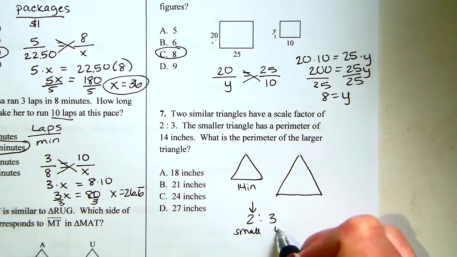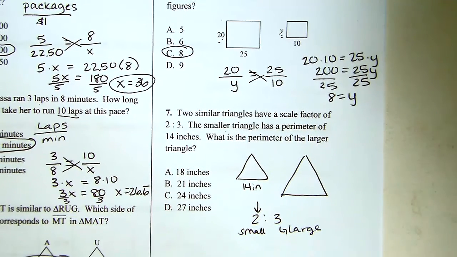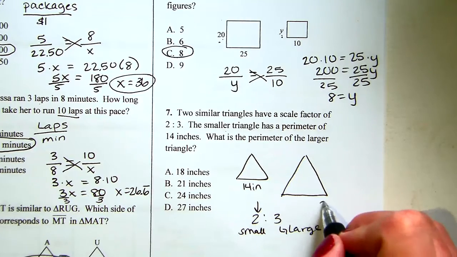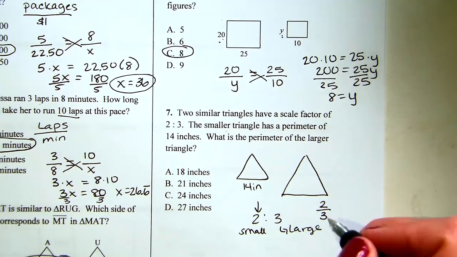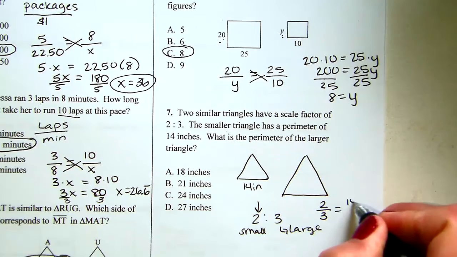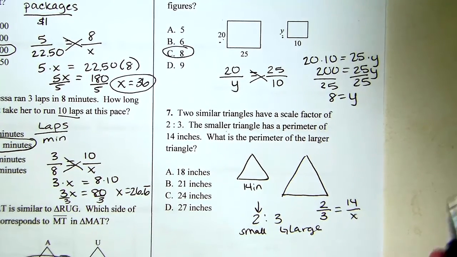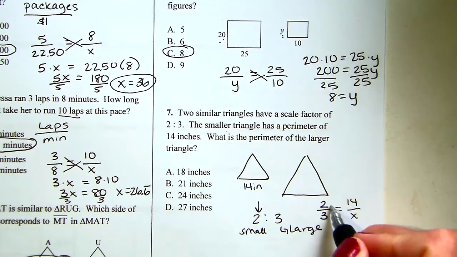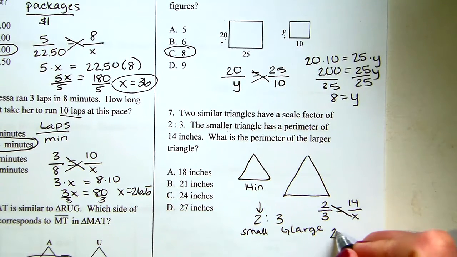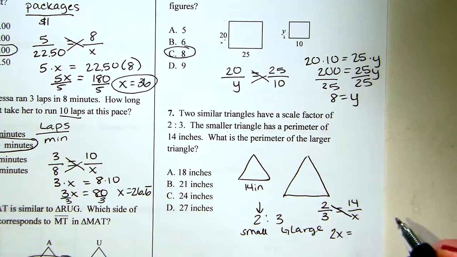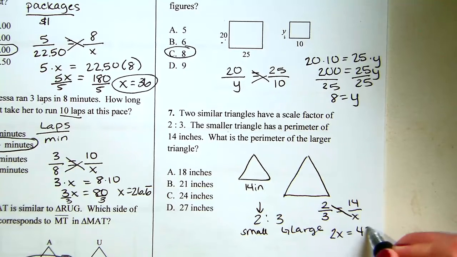And we can do that by going 2/3, and we can set that equal to 14/x. Now here, we are going to go 2 times x, which is 2x, and 3 times 14, which is 42. We're going to divide by 2 on both sides, and that's going to give us x equals 21.